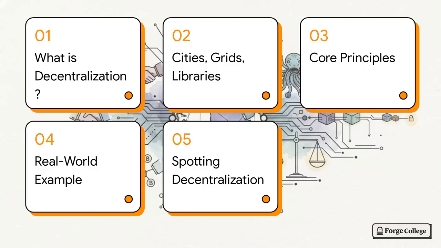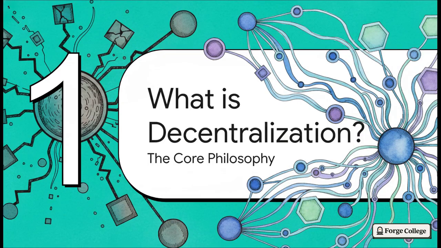Okay, let's take a very quick look at the game plan for today. We'll kick things off with what is decentralization, then look at cities, grids, and libraries. After that, we'll hit the core principles, run through a real-world example, and wrap up with spotting true decentralization. All right, jumping right in, Section 1, what is decentralization, the core philosophy?